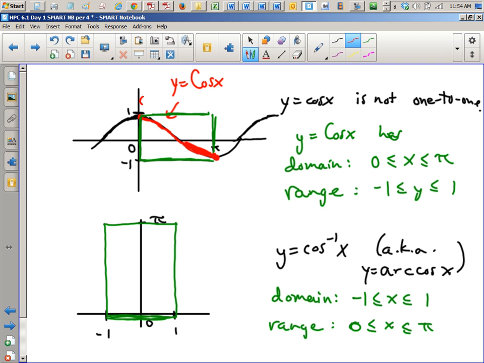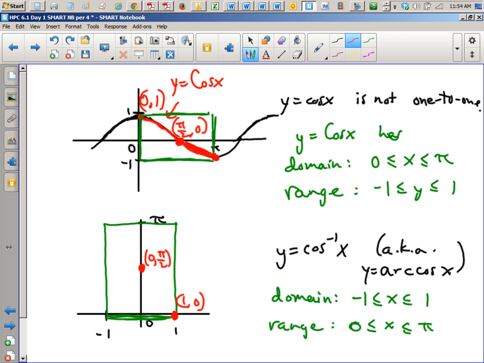So this is the very famous point 0, 1. Where is it going to end up? 1, 0. Okay, so we know this point's on the graph. This is the very famous point pi over 2, 0. Where's he going to end up? 0, pi over 2. Where is that? So right there. So this is 1, 0. This is 0, pi over 2.